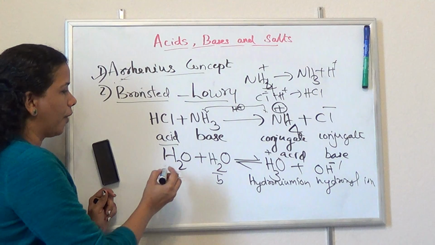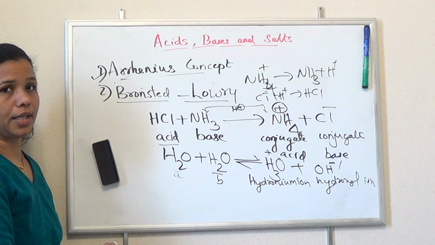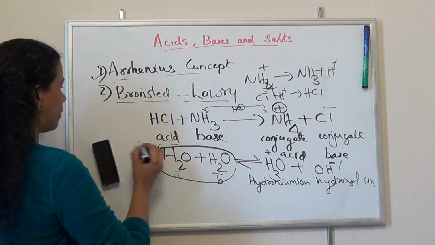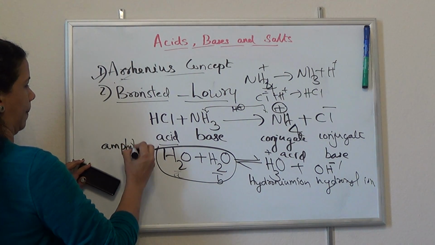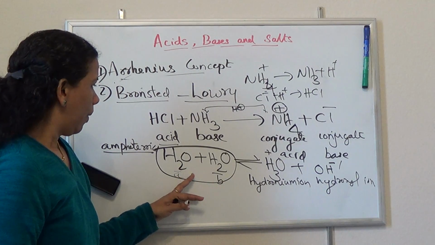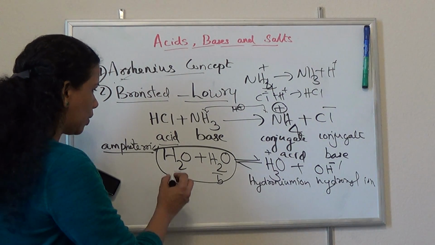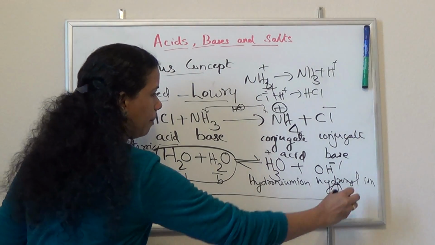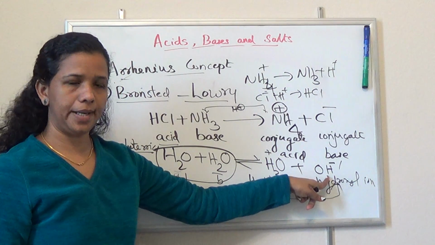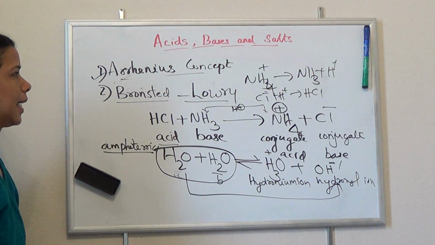So here, one of the water molecules is acting as an acid and one of the water molecules is acting as a base. So water has a dual property, that is, it will show acidic property and basic property. That type of compounds we call amphoteric. That is, they will show both the properties of acid and base. H2O and OH minus are conjugate pairs, acid and conjugate base. This is base and conjugate acid. So that is clear. That is the second definition.